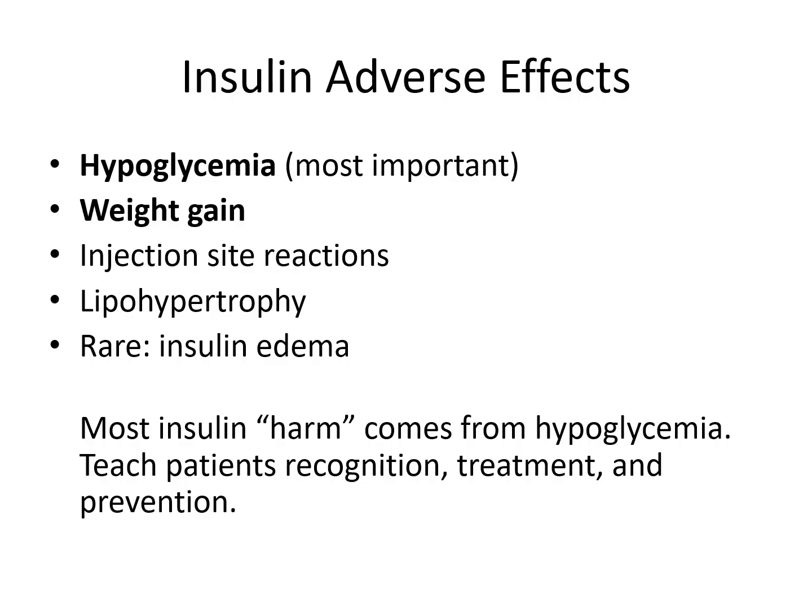What's key here is that most insulin harm comes from hypoglycemia. Every patient has to be taught how to recognize the symptoms, sweating, tremor, confusion, how to treat it with rapid-acting carbohydrates, and how to prevent it by matching insulin to food and activity. So if a patient has recurrent hypoglycemia, the answer is almost never more insulin. It's dose adjustment and patient education.